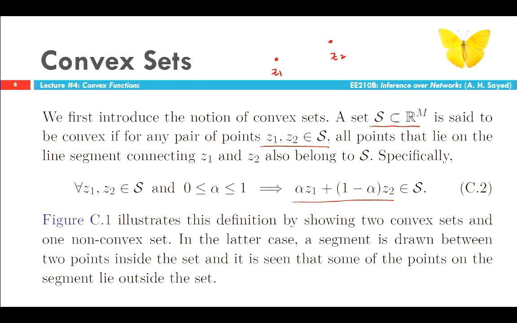right? Any point that lies on the segment connecting Z1 to Z2 is a point given by a combination of this form. For example, when alpha is 0, you get Z2. When alpha is 1, you get Z1. When alpha is 1/2, you get a point in the middle. So all the points in between are described by this combination. And what this is saying is that if Z1 belongs to the set and Z2 belongs to the set, then if the set has the following property, any point in between belongs to it, it's a convex set, right?